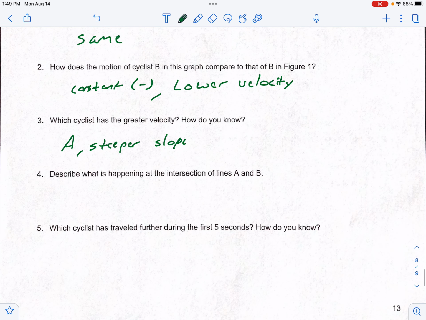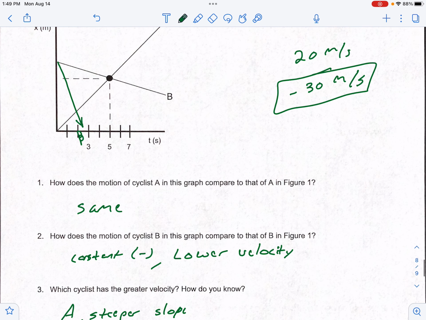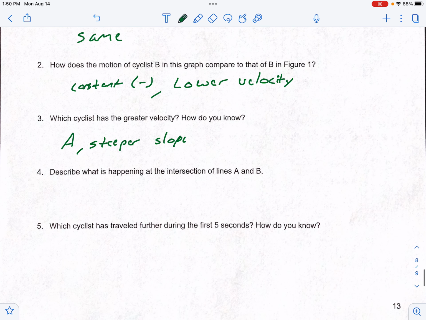So describe what's happening at the intersection of A and B. So again, looks like they're meeting up. Okay, so same position. And it looks like A is passing B, and they're going the opposite directions. So A is passing B, but they're going the opposite directions.